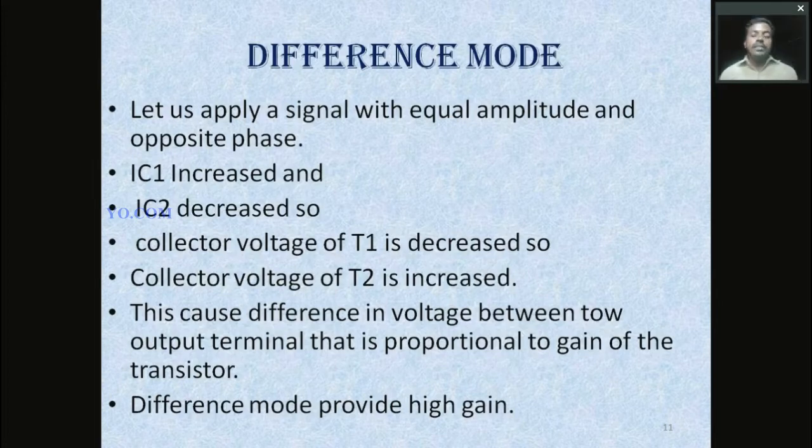Let us apply the signal with equal amplitude and opposite phase. So if you apply the input signal with equal amplitude and opposite phase, then what will happen? The collector current of transistor 1 is increased and the collector current of transistor 2 is decreased. Then the collector voltage of transistor 1 is decreased, and the collector voltage of transistor 2 is increased. This causes a difference in voltage between the two output terminals, that is proportional to the gain of the transistor.